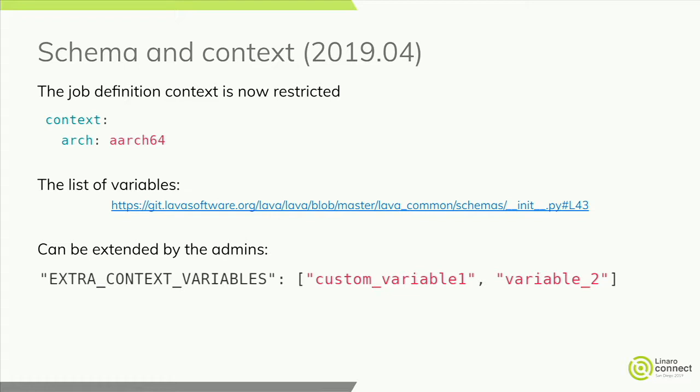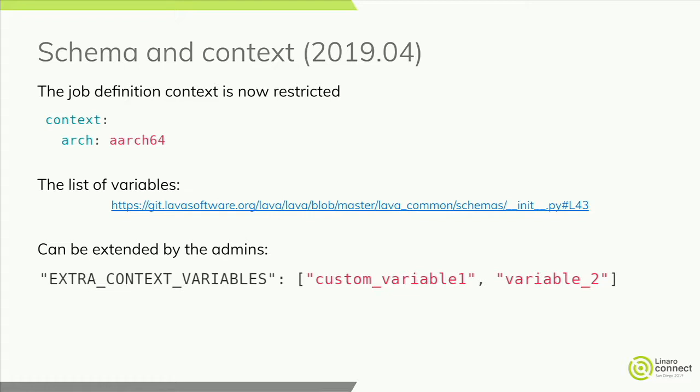Another thing that changed in 2019.04 is the job definition context. I don't know if you know that; I guess some people know. In the job definition, you have a dictionary called context. For example, for a QEMU job, you can set the architecture that you want to run on. It was a free-form dictionary before, and we discovered some security issues with that. So now the list of keys that you can have is restricted. It's a whitelist of keys.